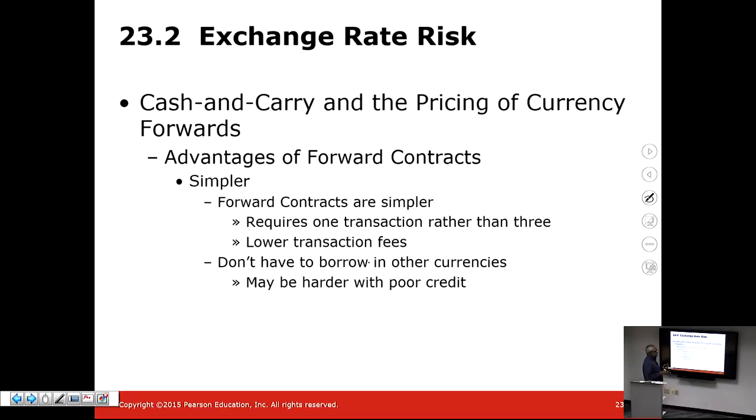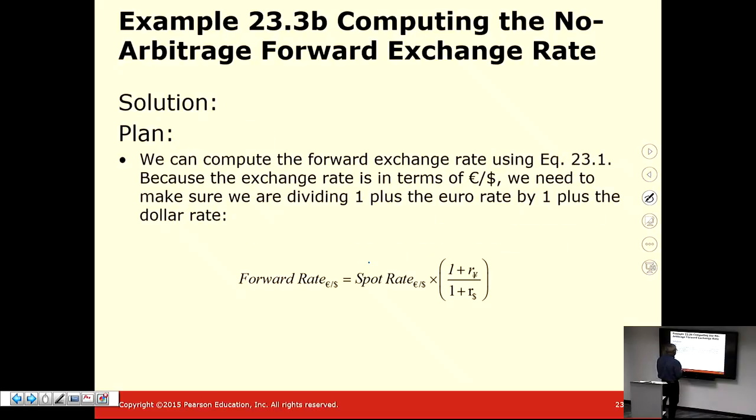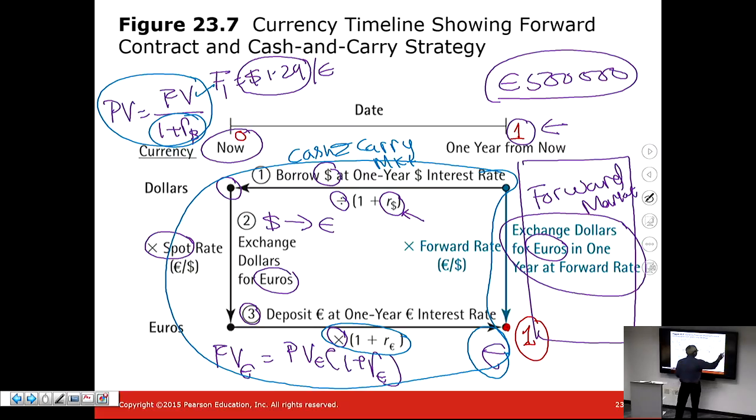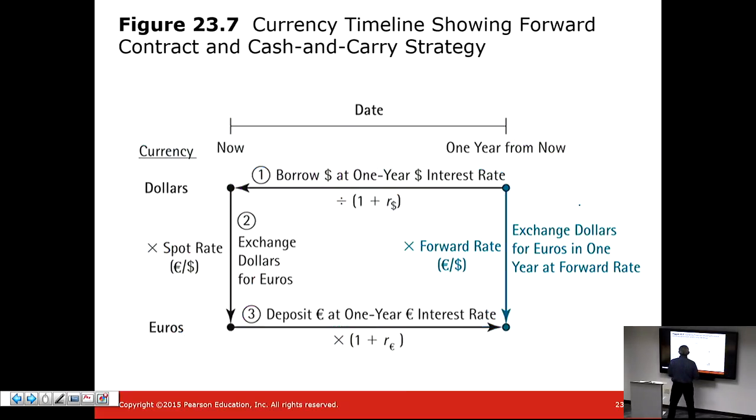So compared to the cash and carry model, where we are borrowing the currency, exchanging the currency, and then investing in the foreign currency. So we are borrowing in dollars, converting the dollars to foreign currency. That's what we're doing over here. Look at the 3-step process. Step one, we are borrowing in dollar, exchanging the currency for euros and then depositing in euro. That's the cash and carry market.